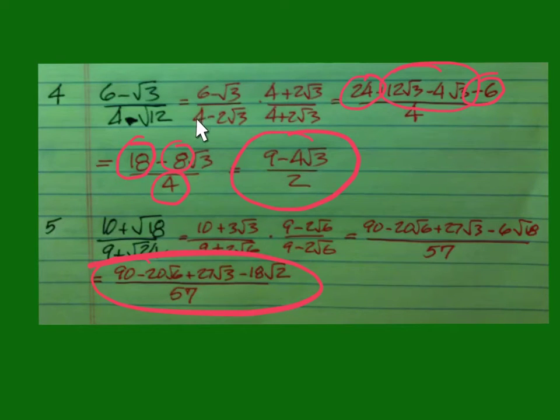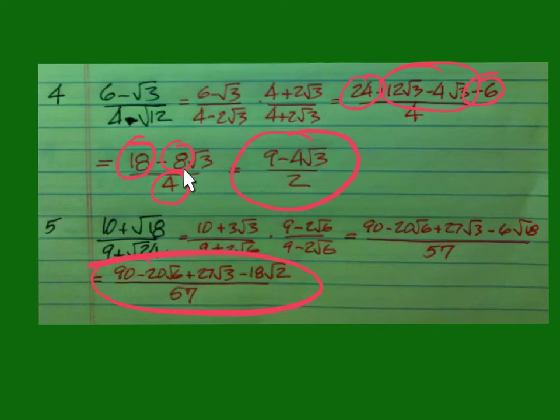On the bottom, 4 squared is 16, and then you'll have 2 squared is 4 times what becomes a 3 is 12. 16 minus 12 is 4. Now once you get to that point, you have 12 square root of 3 minus 4 square root of 3. 12 minus 4 is 8.